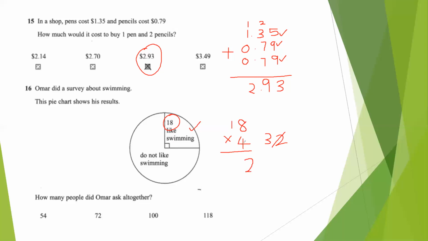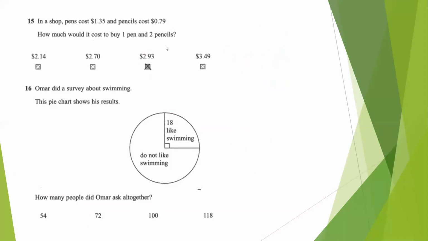4 times 1, it's 4. 4 plus 3, it's 7. So altogether, there are 72 people, right? That is how we answer this question, right? Let's go to the 17th question.